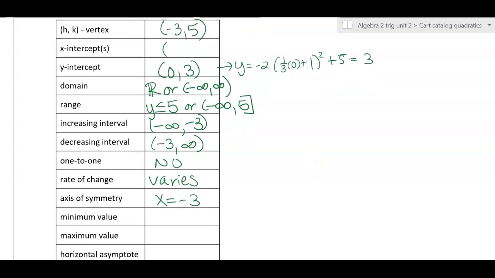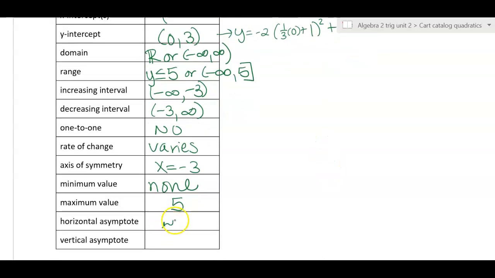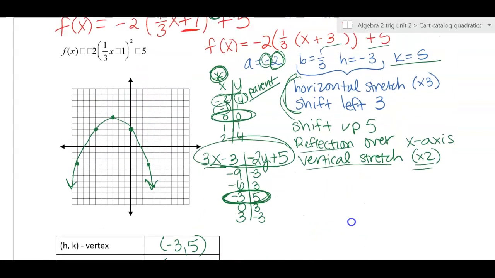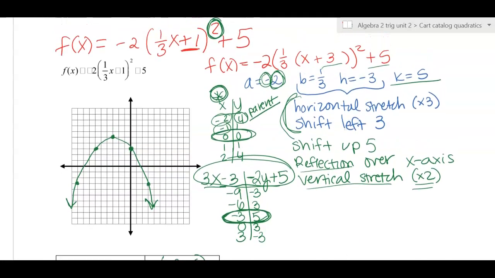All right, somebody new, minimum value. Yari? None, good, okay. Maximum value, Valerie? Good. Okay, you can write 5 or y equals 5 for that one, that's fine. And then remember this function doesn't have asymptotes. Right. Other questions on what we did here.